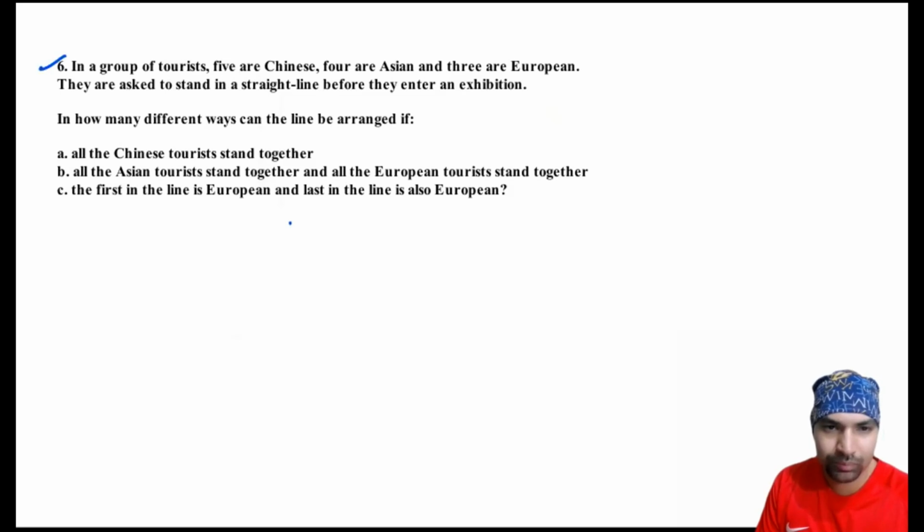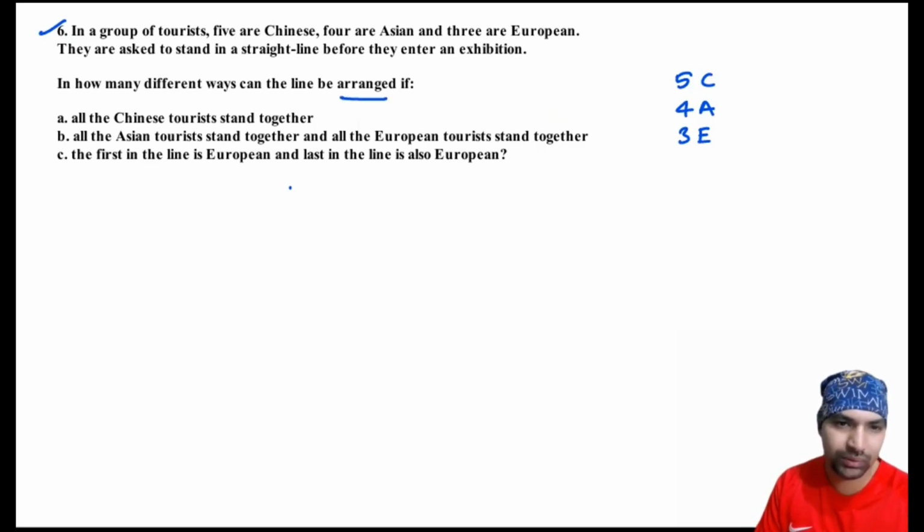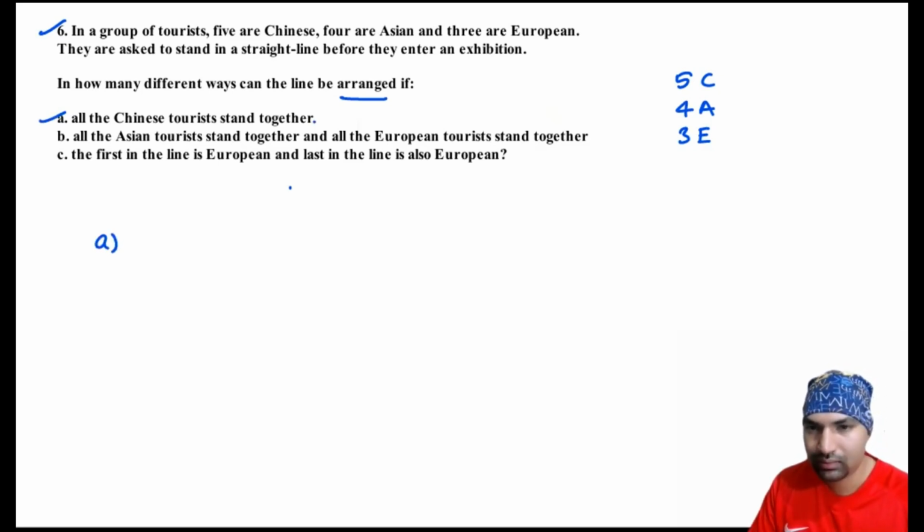Okay. Now, moving on to the next one. It says in a group of tourists, 5 are Chinese, 4 are Asians, and 3 are Europeans. They are asked to stand in a straight line before they enter an exhibition. In how many different ways can the line be arranged if, so again a permutation question, all the Chinese tourists stand together?